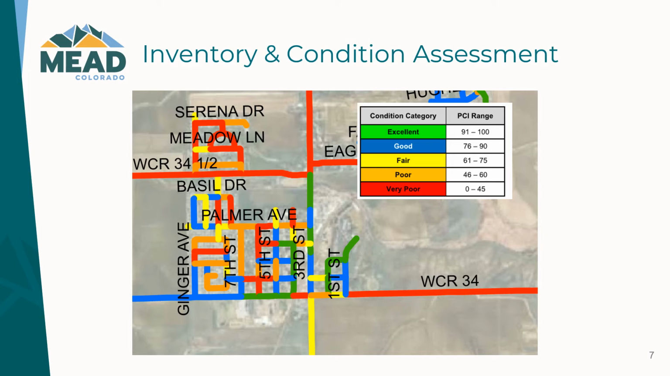So going down the list there, excellent is a PCI range of 91 to 100, all the way down to very poor, which has a PCI range of 0 to 45. So this information helps us plan our annual maintenance program, but more importantly, it helps us define the long-term needs on a network level.